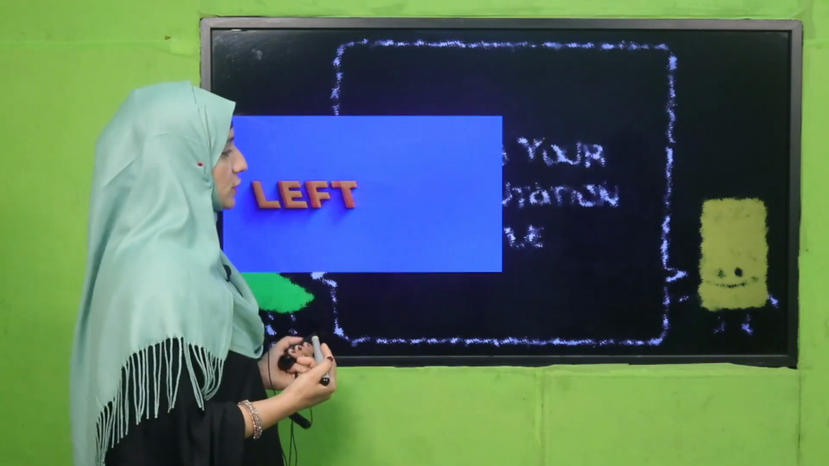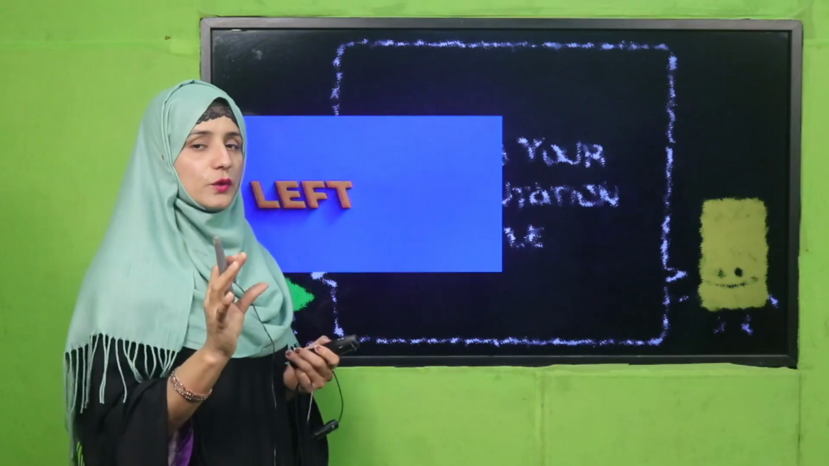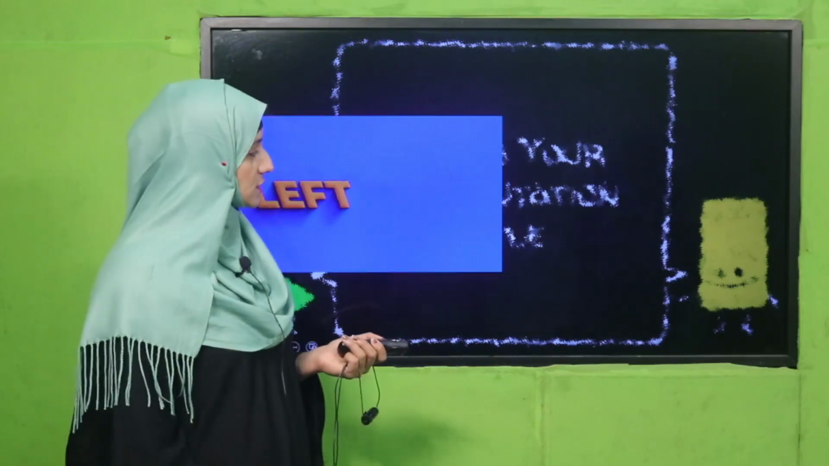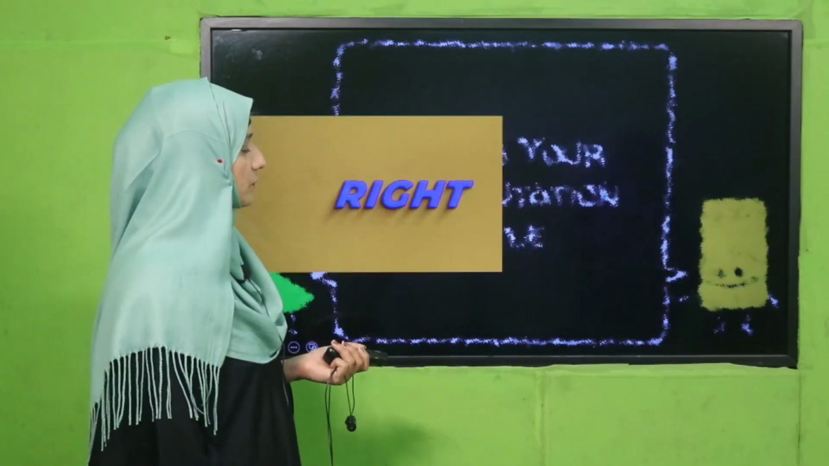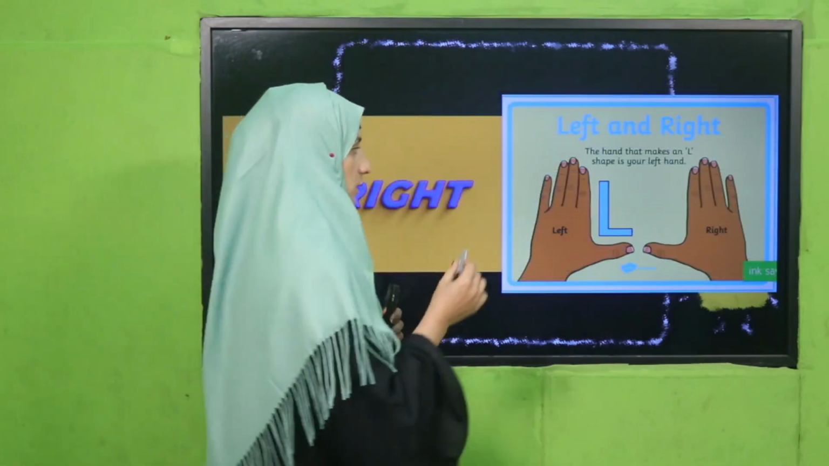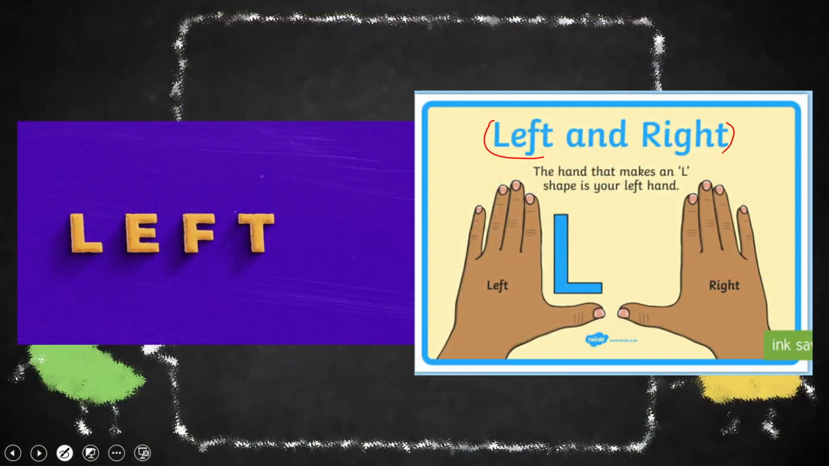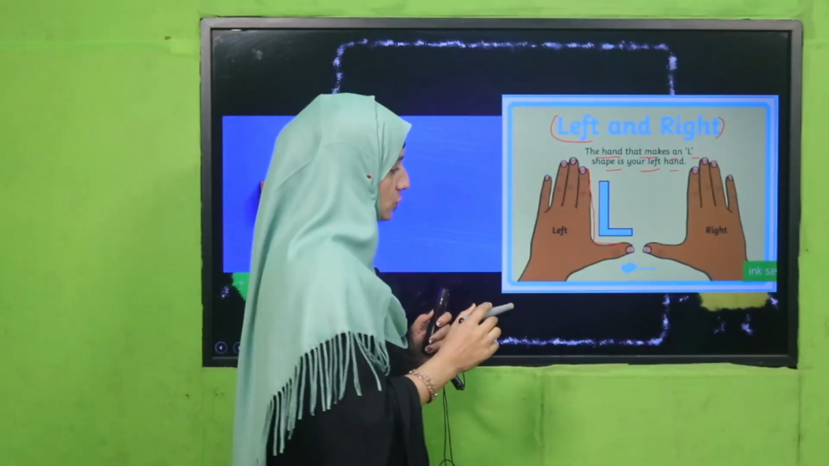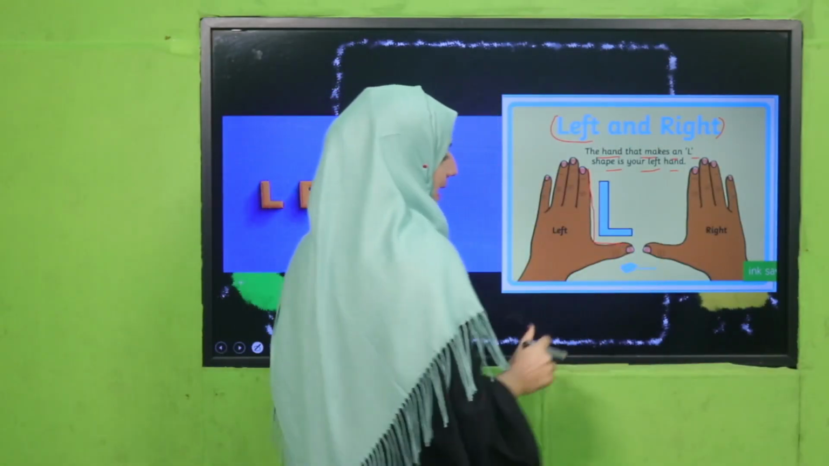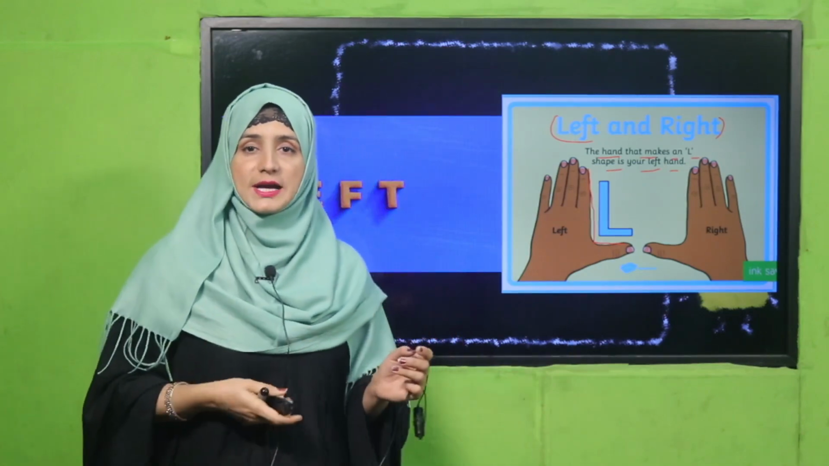Next is left, right. And I'm going to give you a tip on how we can tell that this is left and this is right. This is left and right. The hand that makes an L shape is your left hand. You can see there the hand that makes the L shape. So keep your hands in this way, my dear students, together. So you will find an L shape right in front of you.